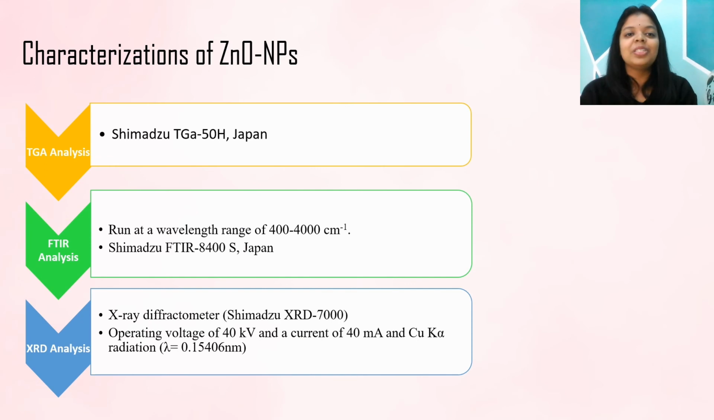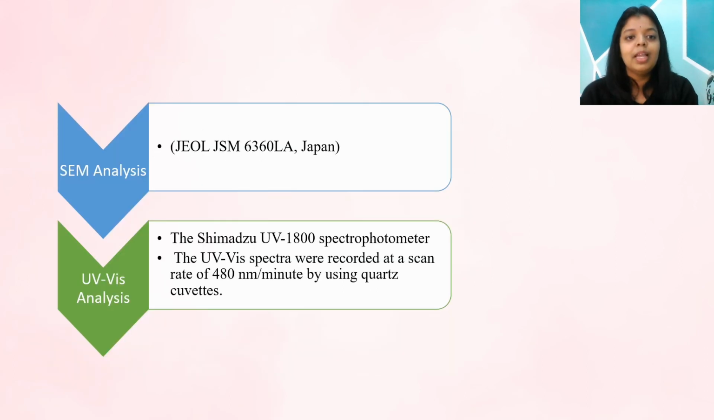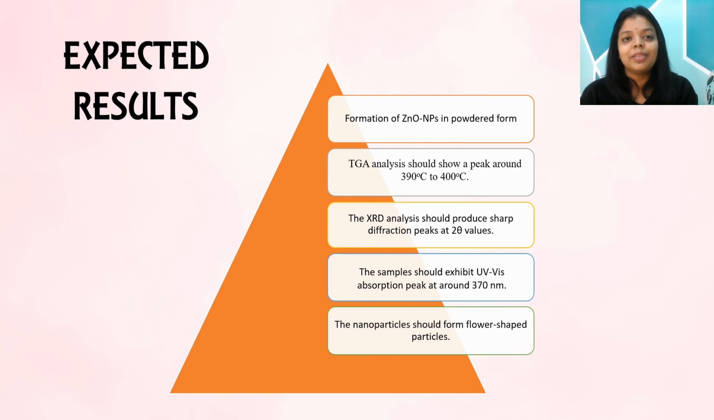The characterizations of zinc oxide nanoparticles are TGA analysis and FTIR analysis, which would be run at a wavelength range of 400 to 4000 cm⁻¹, and XRD analysis that would be operating at a voltage of 40 kV and a current of 40 milliampere, with copper K alpha radiation. Next are SEM analysis and UV-Vis analysis that would be recorded at a scan rate of 480 nanometers per minute by using quartz cuvettes.